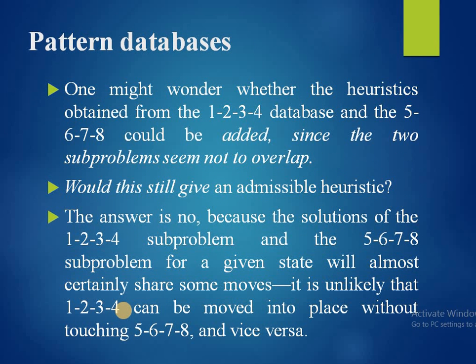So one might wonder whether the heuristics obtained from the 1, 2, 3, 4 database and the 5, 6, 7, 8 database could be added, since the two subproblems seem not to overlap. Would this still give an admissible heuristic? The answer is no, because the solutions of the 1, 2, 3, 4 subproblem and the 5, 6, 7, 8 subproblem for a given state will almost certainly share some moves. It is unlikely that 1, 2, 3, 4 can move into place without touching 5, 6, 7, 8 and vice versa.